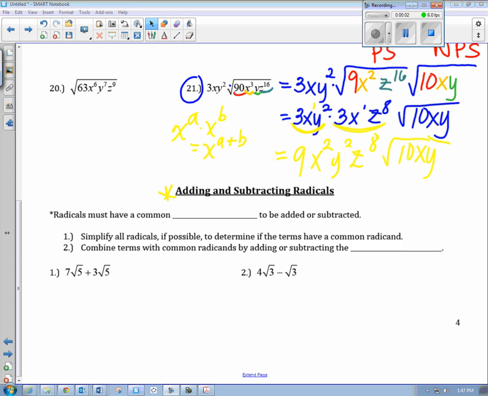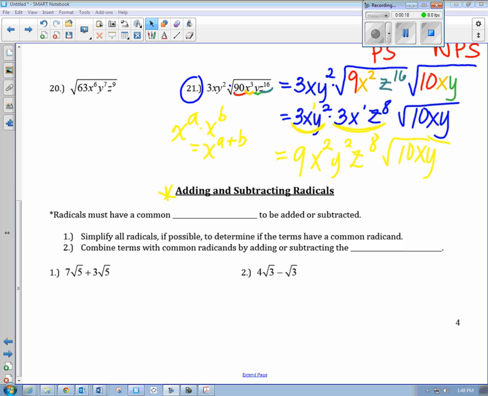So this is the second half of day one notes, and we're going to be talking about how you do adding and subtracting of radicals. You may or may not have done some of this radical work previously, so some of it you may have seen before and you may be a little bit more comfortable with depending on your teacher.